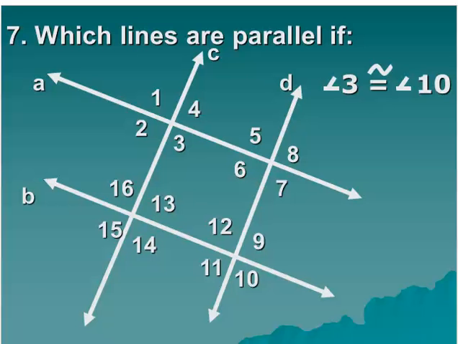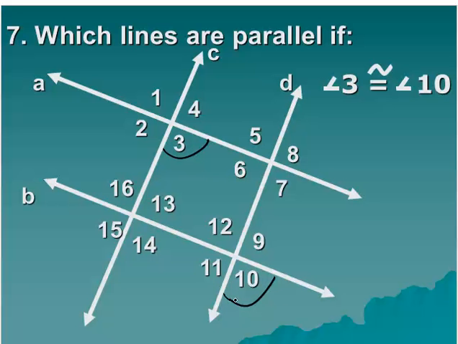Example 7, angle 3 is congruent to angle 10. Angle 3 is touching lines C and A. Those are the ones it's next to. Angle 10 is next to lines B and D. I cannot cross out a line. These are not a special pair.